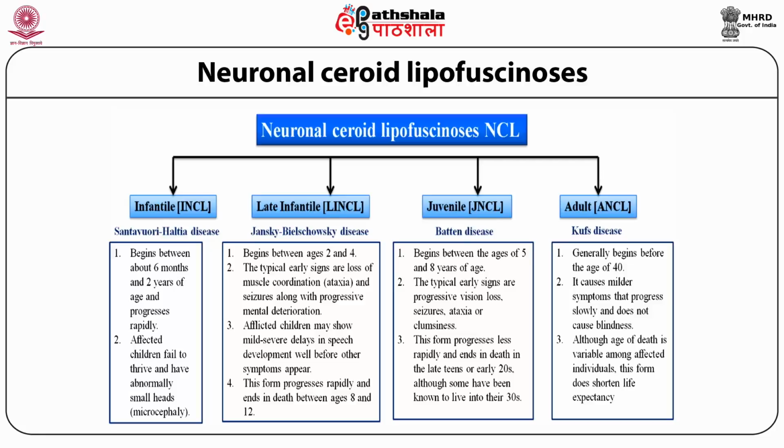The adult form generally begins before the age of 40. It causes milder symptoms that progress slowly and does not cause blindness. Although age of death is variable among affected individuals, this form does shorten life expectancy.